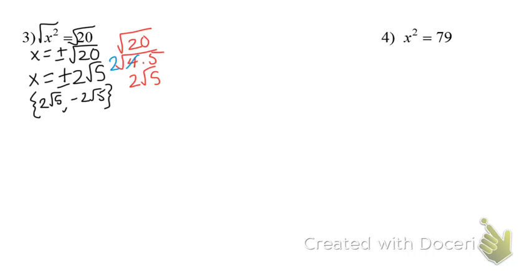Okay? So the only difference on that one was, remember, when you go to take the square root of both sides, if that number, the 20, is not a perfect square, then you have to break it down using simplified radical form.